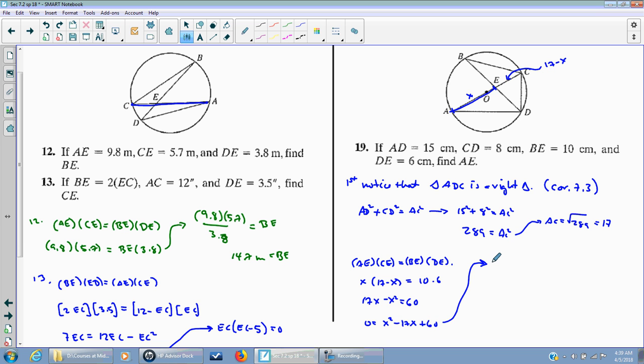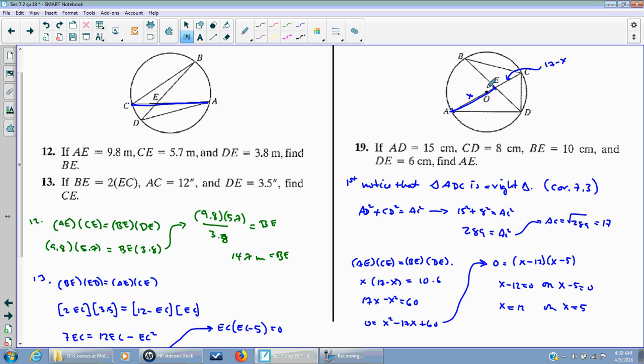Okay, now this factors as x minus 12 and x minus 5. So x minus 12 equals 0, or x minus 5 equals 0. We get x equals 12, or x equals 5. Well, which one is it?